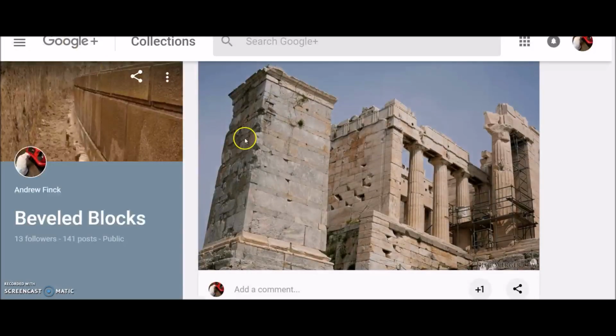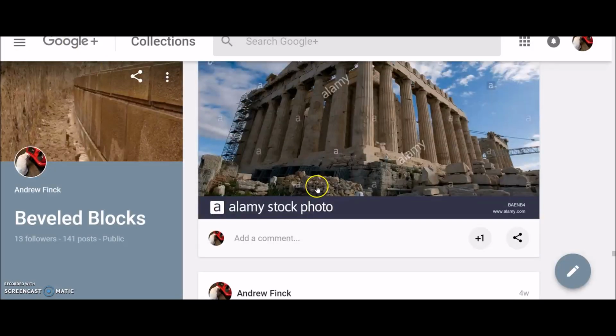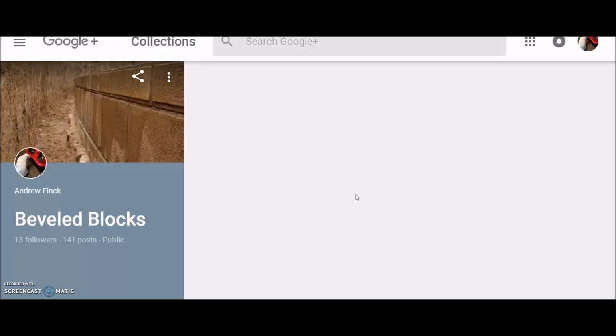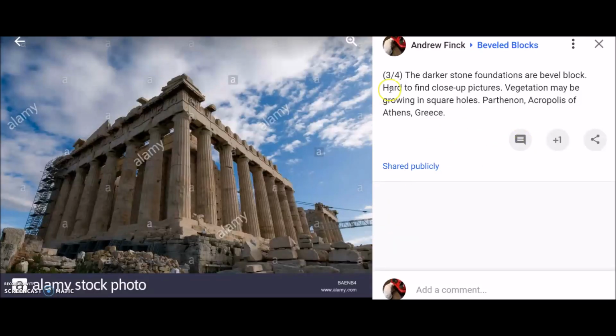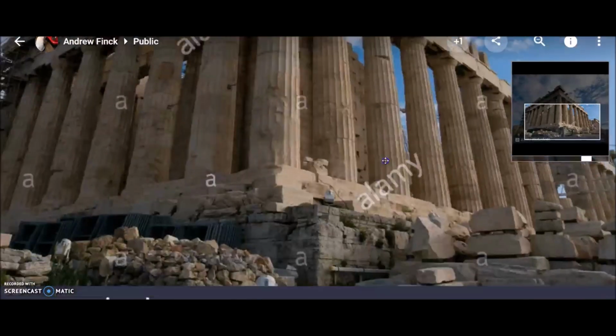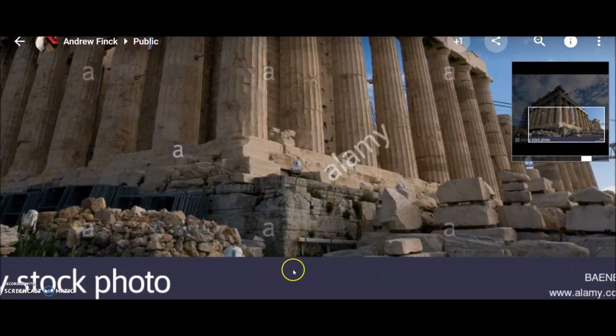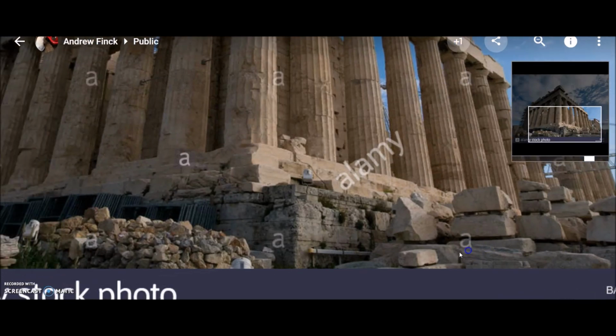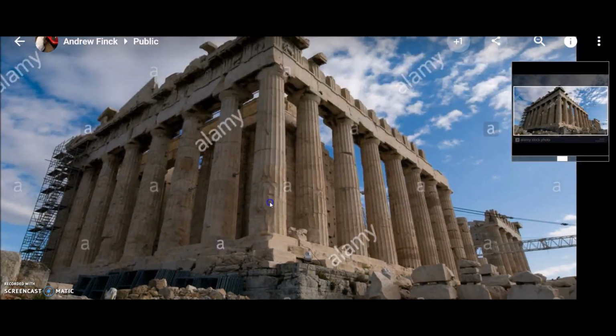So we'll go to one of the more famous pictures, and we'll probably close up because this video is getting really long. But this is probably the most controversial claim we're going to make so far. But guys, I think this is bevel block down here, and I think some of the instances of foliage are square holes.